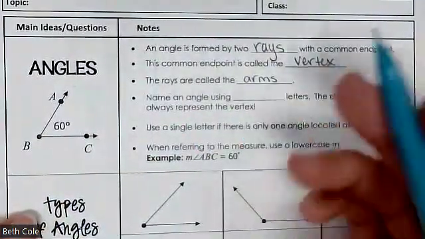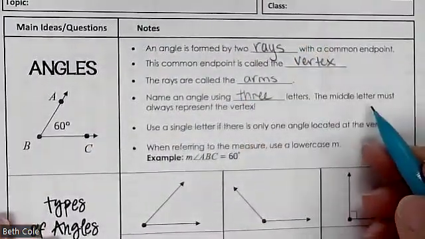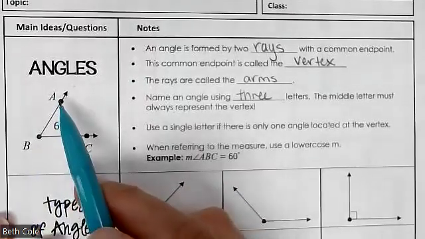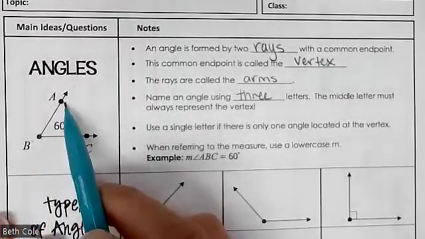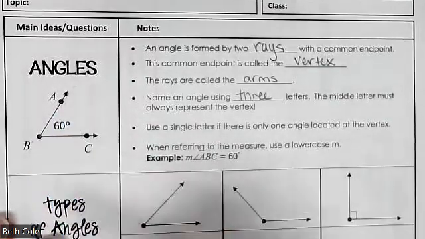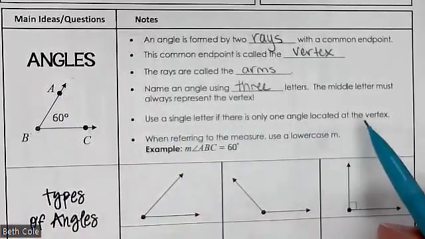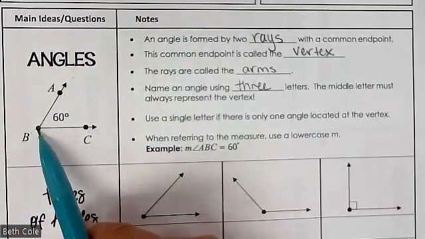So we name an angle using 3 letters, and the middle letter must always be the vertex. So this angle right here, we could call it ABC, or we could call it CBA, but that vertex has to be the one in the middle. You can use a single letter if there's only one angle located at the vertex. So for example, I could also just call this angle B.